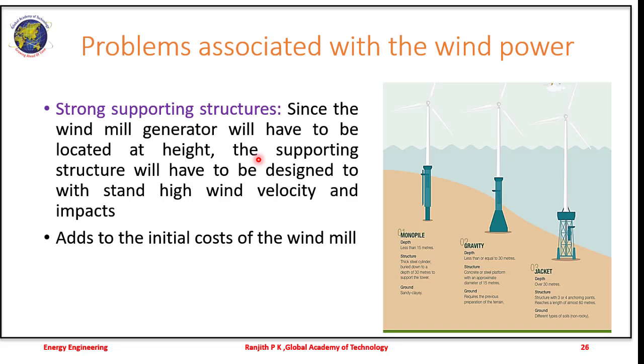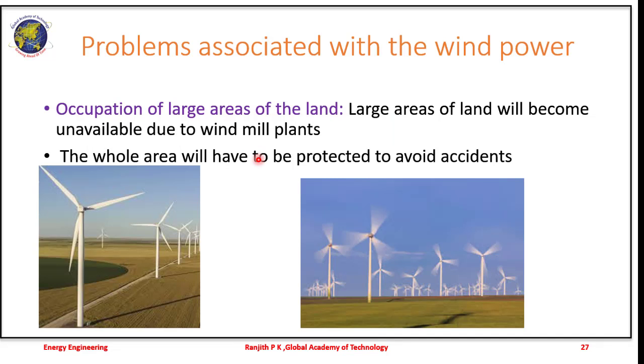Another problem is the strong supporting structures. There is a good need of a strong supporting structure, since these turbines are located at a certain height. The supporting structure should be designed in such a way that it is able to take the wind impact, and this usually adds to the cost of the windmill.